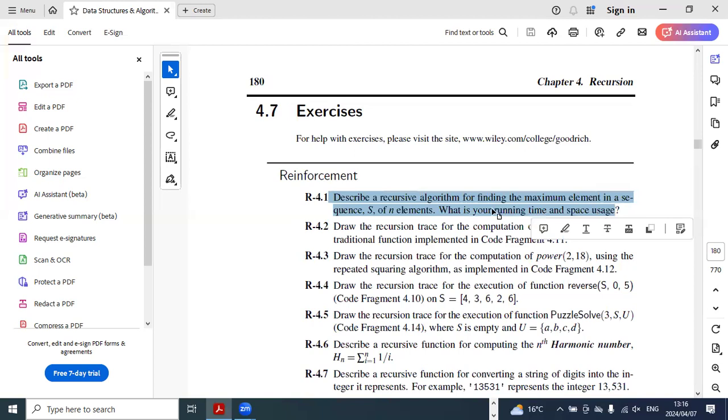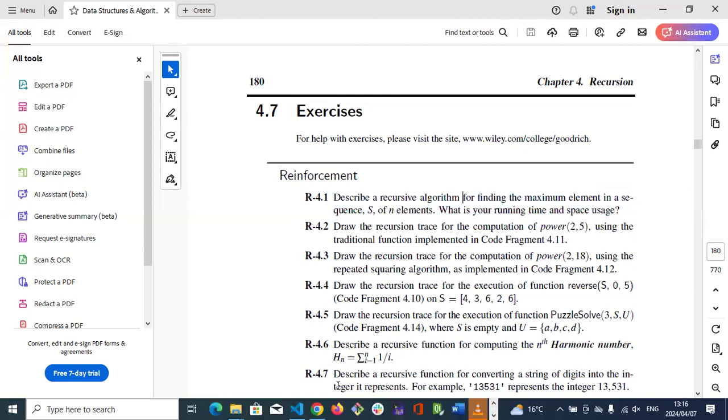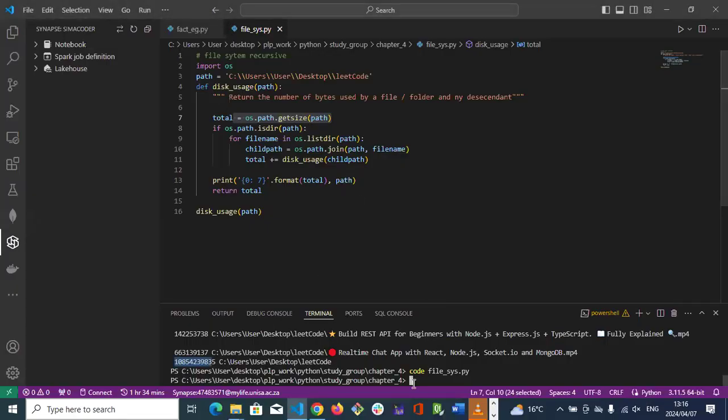Okay, we have an exercise. Okay, with these three minutes, let's see if we can do this exercise.